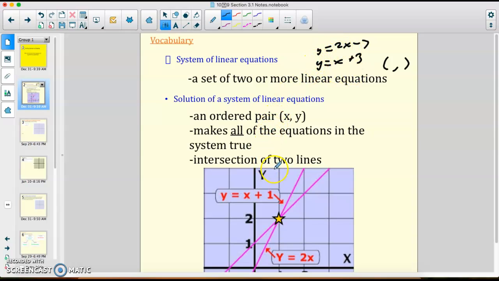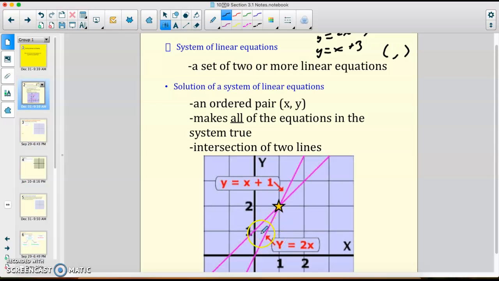And when we solve this graphically, in this example we have y equals 2x here, and we have x plus 1 here, and right here at 1 comma 2, this is our solution because it works for both this line and this line. We're going to look at the intersection point of the lines.